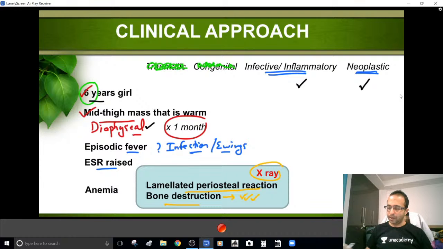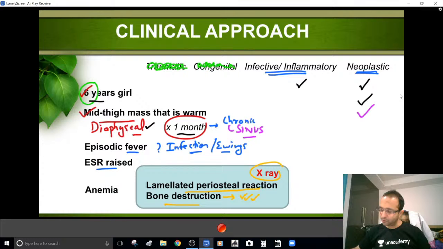Mid-thigh diaphyseal mass. So diaphyseal mass I'll give to neoplastic because infections are generally metaphyseal. So infection goes out. 1 month history. If it has to be infection, it has to be chronic osteomyelitis. And if it has to be chronic osteomyelitis, the telltale sign would be a sinus. No sinus is mentioned. So again, this goes towards neoplastic.